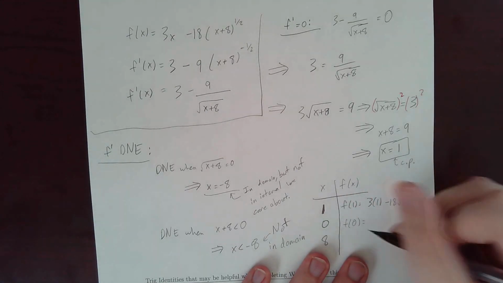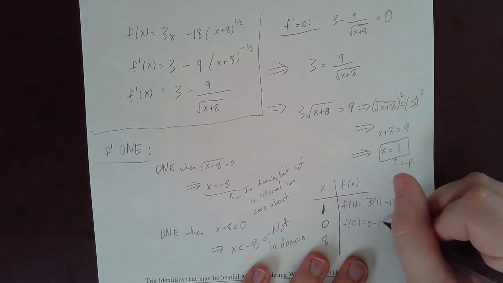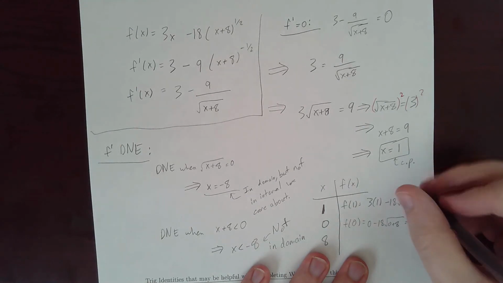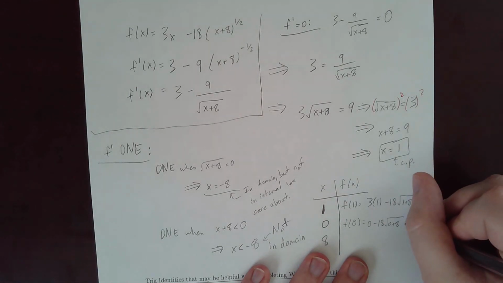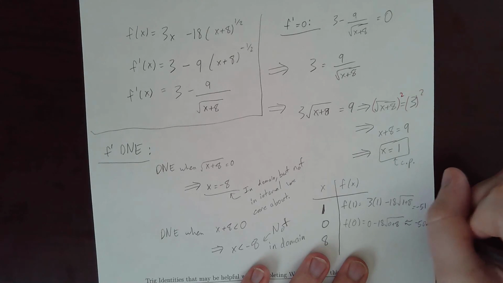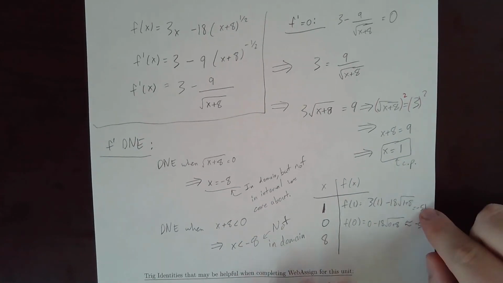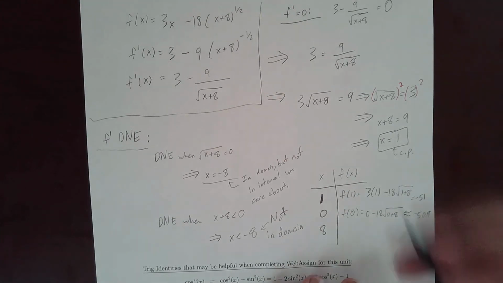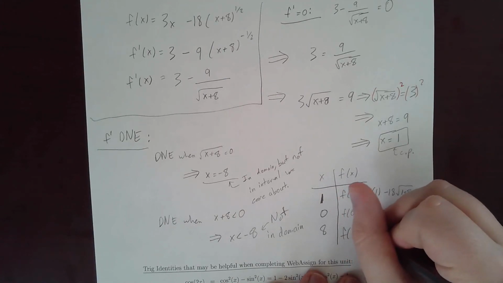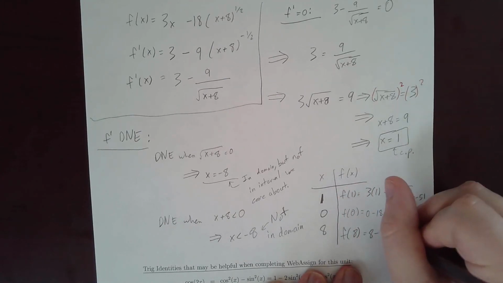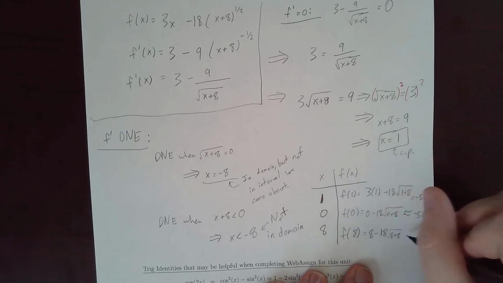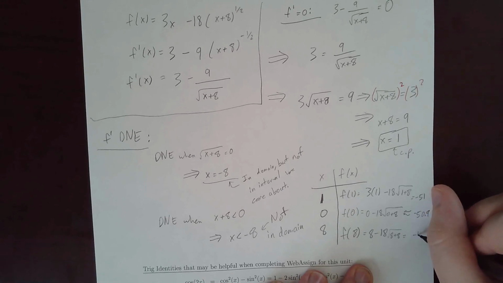f of 0 will give us 0 minus 18 times the square root of 0 plus 8, which will give us, roughly speaking, negative 50.9. It's not as small as negative 51, so that's currently in the running for the absolute min. And if we look at f of 8, this is 8 minus 18 times the square root of 8 plus 8, which will give us negative 48.